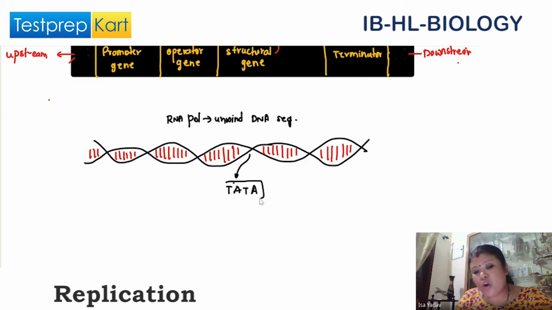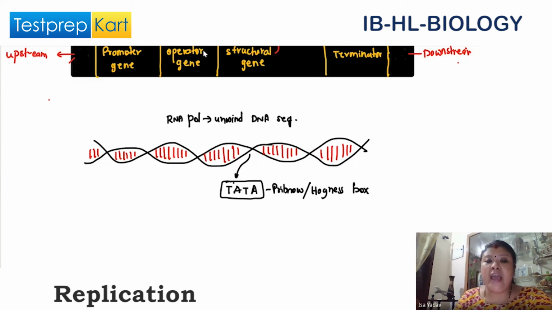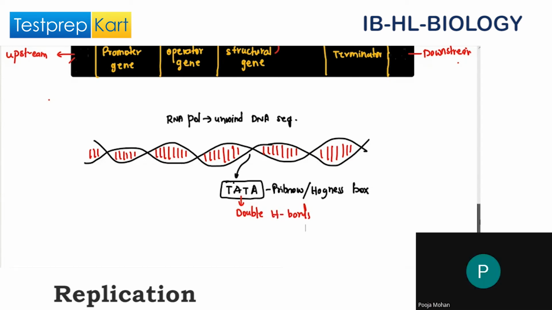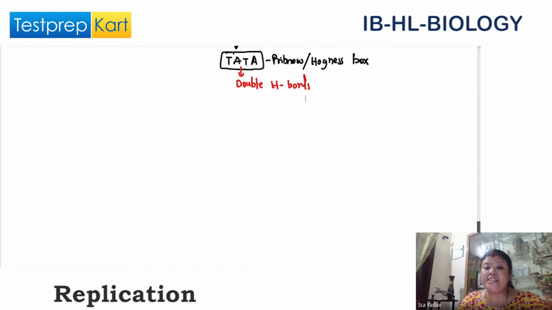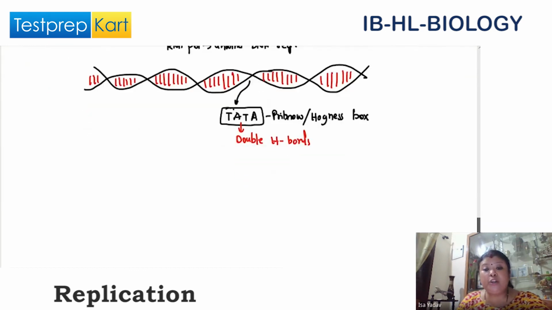So it will be like TATA. This is called the TATA box or Pribnow box or Hogness box. It is rich in thymine and adenine, which have only double hydrogen bonds. So it will be easy to break these bonds because they have double bonds. So here helicase does not play a role. RNA polymerase will unwind the DNA segment. RNA polymerase will do the work of helicase.